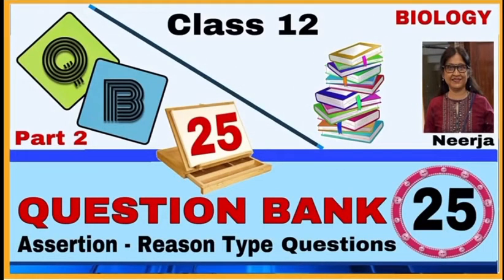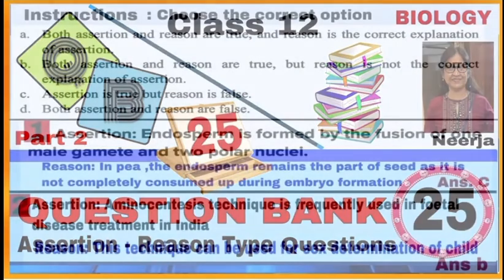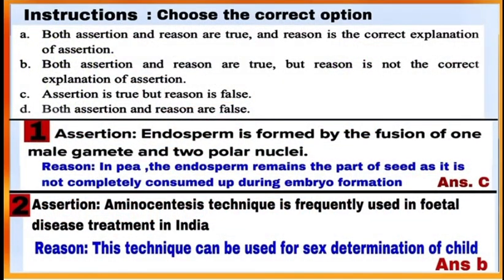Hello students, this is question bank part 2. It includes 25 assertion reason type questions. Read the instructions and choose the correct option.